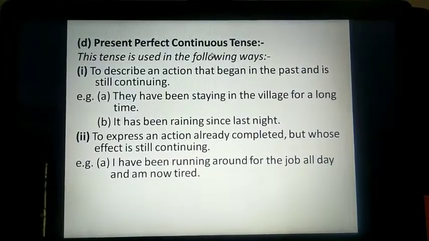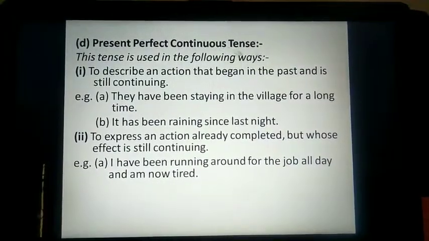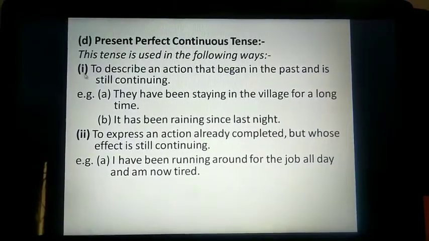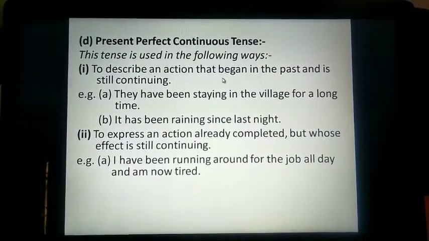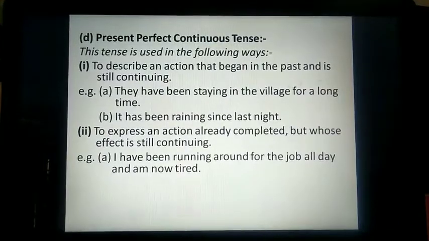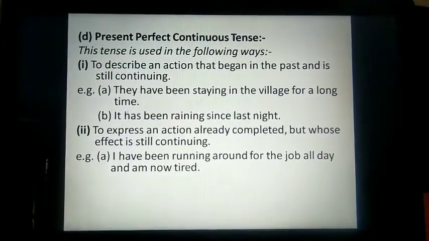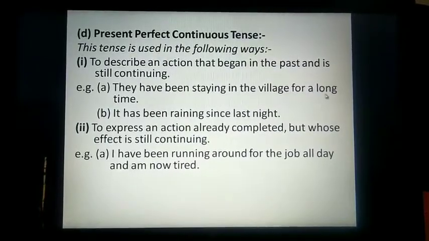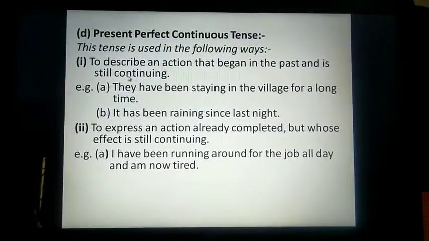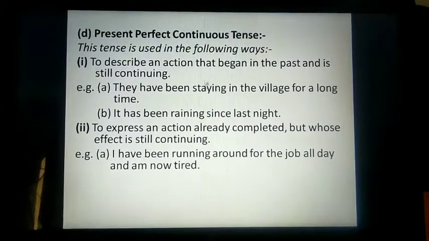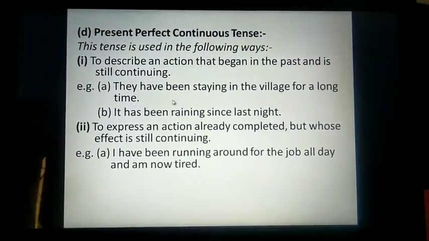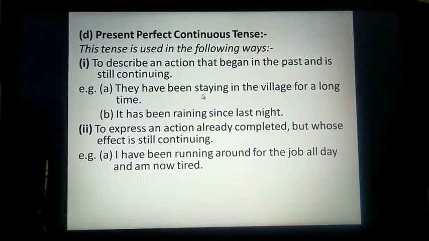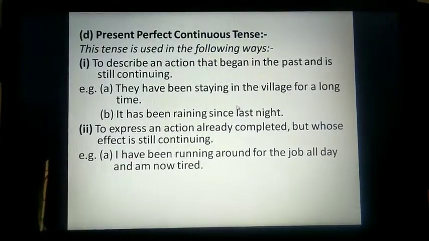The last form of verb is present perfect continuous tense. Now, how is this tense used? The first way is to describe an action that began in the past and is still continuing. Example, they have been staying in the village for a long time. That means the action had already begun in the past. The people are staying in the village and they are still there. So it is still going on.